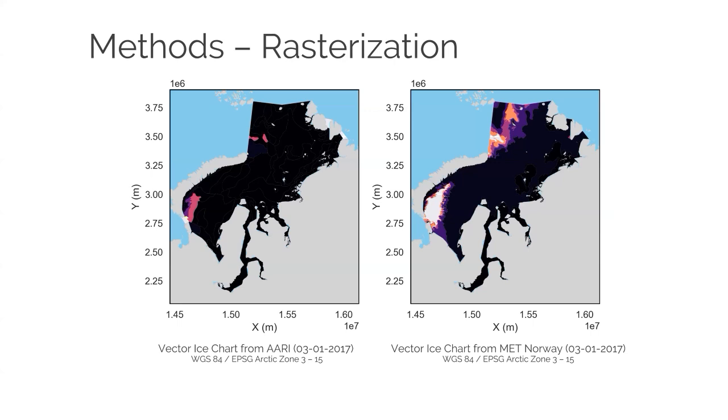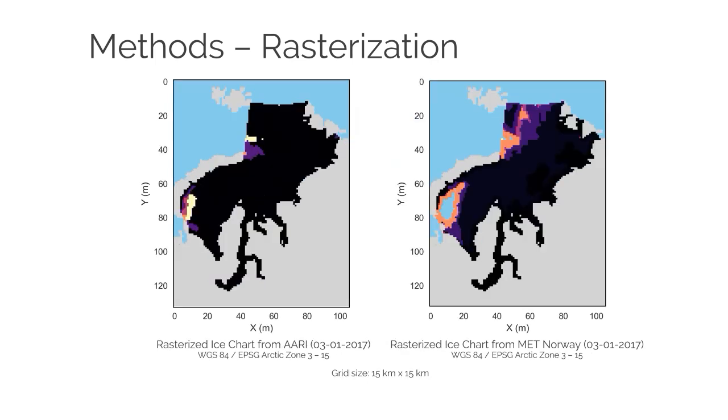One more thing. You have these vector charts, right? So what you see, these boundaries, they are polygons. This is one sea ice chart. This is another sea ice chart. They come from different organizations and they have different polygons. How do you compare a polygon that looks like this to a polygon that looks completely different? So you need to get them in a similar format to compare. And that you do by rasterization.